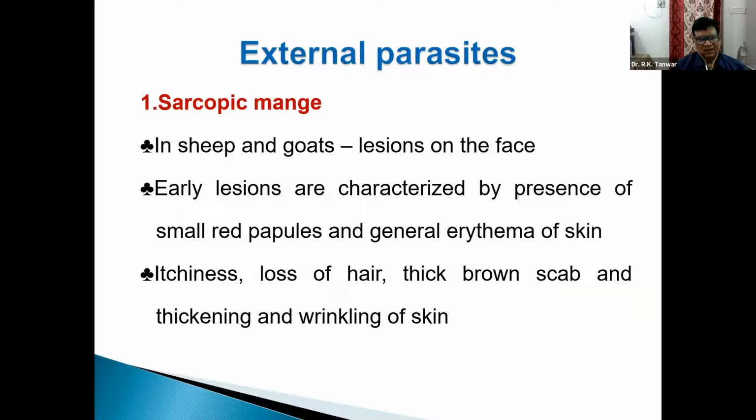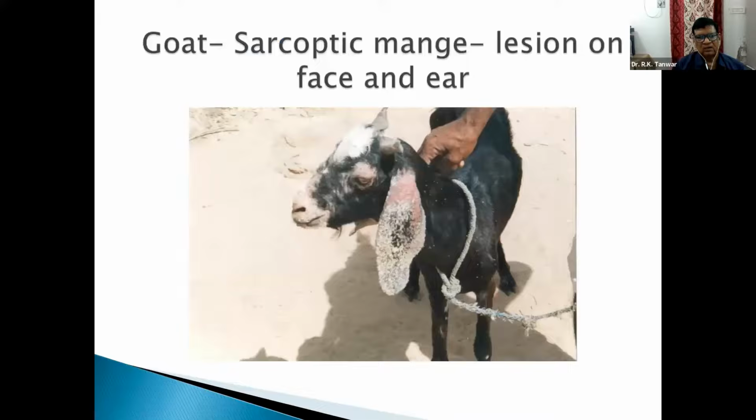External parasites: because our area is a dry area, in some cases we have seen mange also. There are three types of mange. Sarcoptic mange, where the lesions are present on the face. Early lesions are characterized by presence of small red papules, general edema, itchiness, loss of hair, thick brown crusts, thickening and wrinkling. This is one photo. You can see that in sarcoptic mange the eyes and ears are affected.